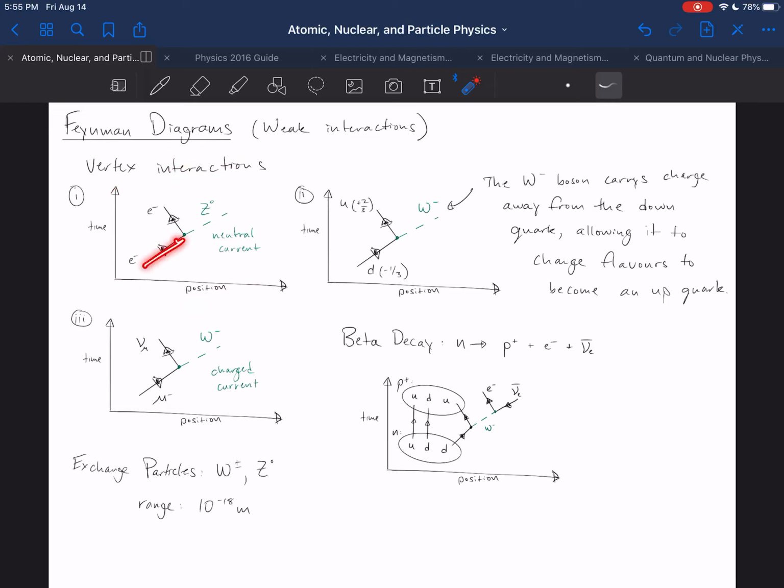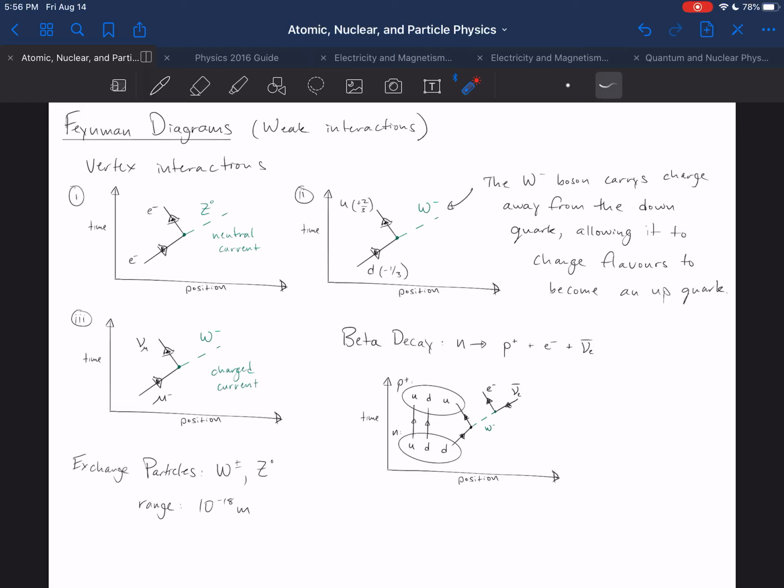In it, we have an electron scattering, okay, and in the process emitting a weak boson. Now notice that the electron comes in and the electron comes out, which means that the weak boson that has to be emitted at this particular vertex is the Z0 boson, or the neutral Z boson. We sometimes describe this as a neutral current interaction, and this sort of exchange particle in a more complex interaction is the neutral current.